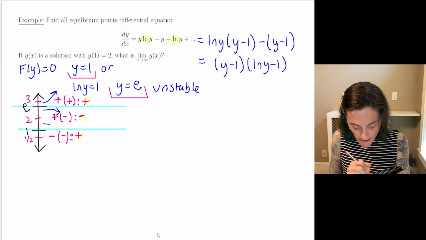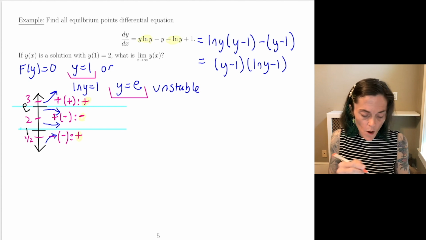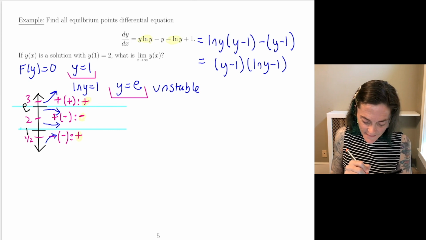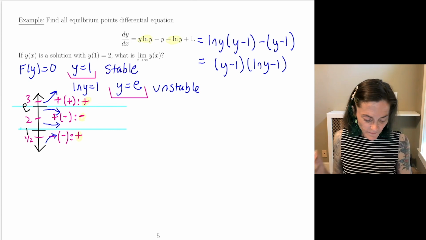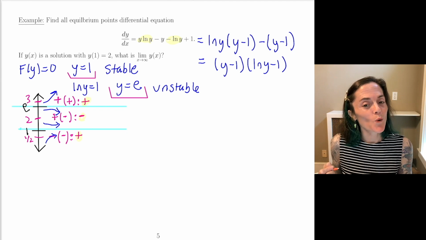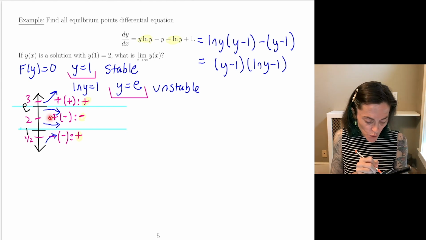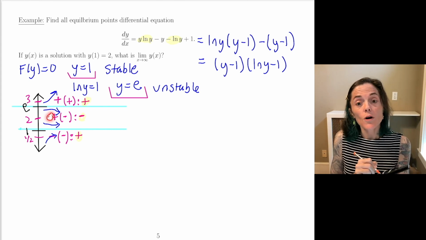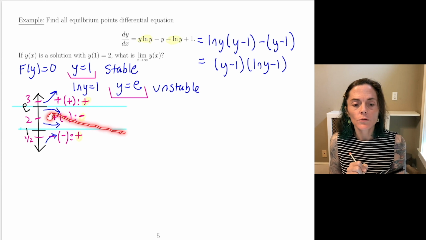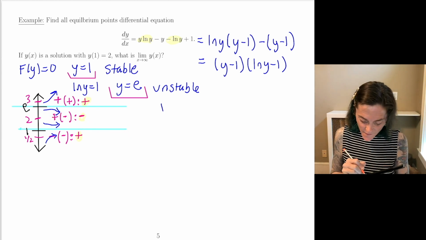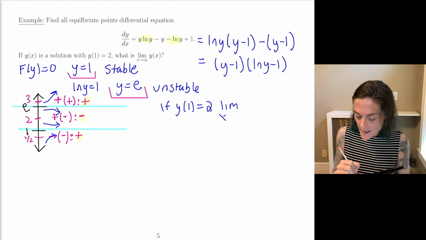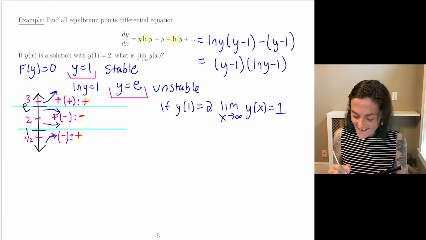You see, y equals e is unstable. And then we would have, say, decreasing and increasing. Y equals 1, stable. Now we can answer the question. So y of 1 is 2, which is between 1 and e. What will happen as x grows without bound? Well, it will come to y equals 1. So if y of 1 equals 2, the limit as x goes to infinity, y of x equals 1.